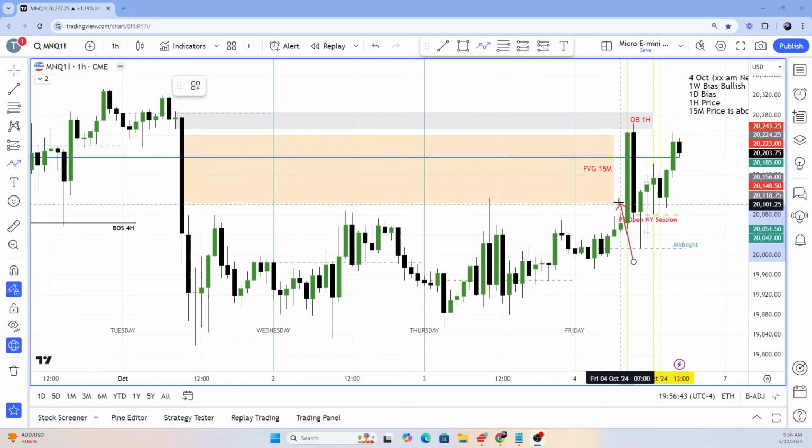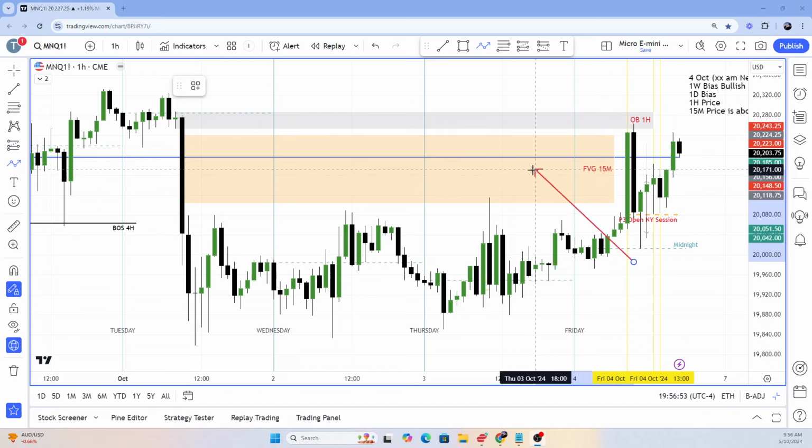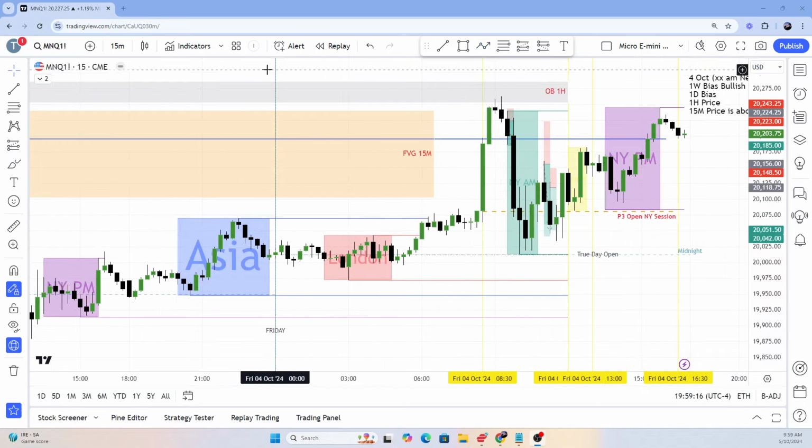So then when the market started, we were checking if there would be any buy entries, bullish entries. So for that, let's go to the 15-minute chart. Okay, so this is the 15-minute chart, as you can see here.